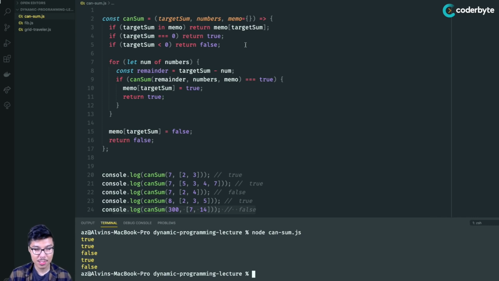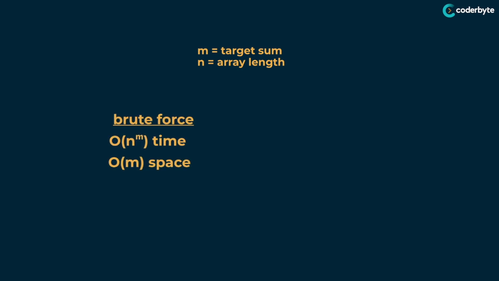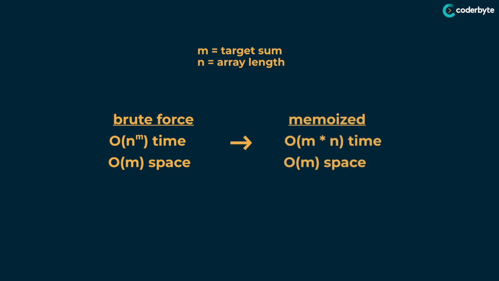So to wrap up this problem, let's go ahead back to the drawing board and talk about the improved complexity. So we definitely memoized the heck out of that code, but let's recap by just understanding what the new complexity is. So again, we're saying that m is the target sum and n is the length of the array. Initially, we said that our brute force solution had an n to the m time complexity, which is exponential. And actually, once we memoized it, we really cut down on that complexity. We brought it down to an m times n time complexity.